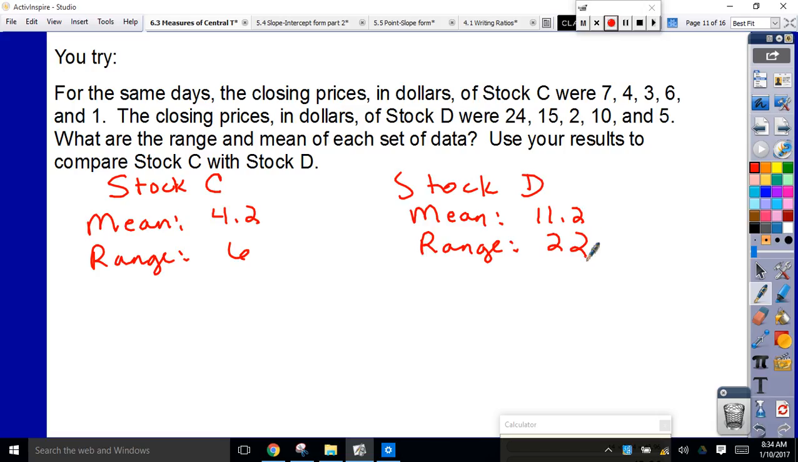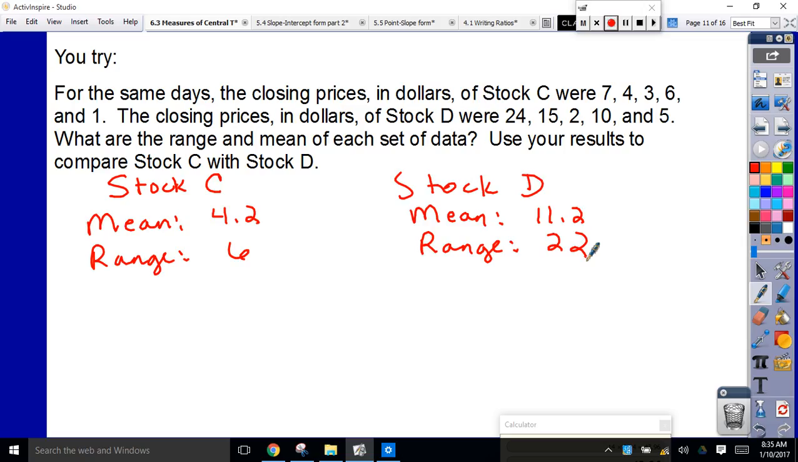Okay. Adam, do you agree with all those means? Did you get all that? Okay, what did you write as a comparison? Or if you didn't write anything, what can you say as a comparison? Stock C has a lower mean and lower range than stock D. Okay, I'm just going to repeat that so we can hear it on the video. Stock C has a lower mean and lower range than stock D. Okay, so he's saying they're both lower.